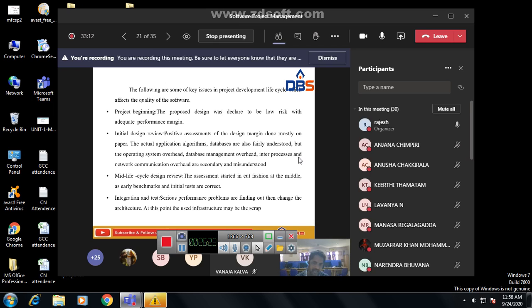And at the mid design review, the assessment started in a cut fashion in the middle, as early benchmarks and initial tests are correct. Okay. And at integration and testing, serious performance problems are found, leading to a change of the architecture. So whenever we go for integration and testing, we can identify some serious problems. Okay. So if there are problems we can find them and we can change the architecture. At this point, the user infrastructure may be scrapped. Okay.